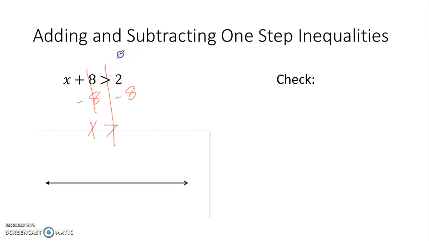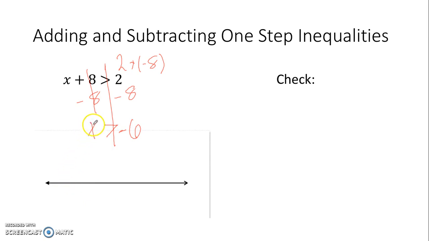So keep, change, flip. That's the same thing as writing 2 plus negative 8. To solve this, we have to go negative 8 plus 2, or 8 minus 2. 8 minus 2 is 6. Take the sign of the bigger number, so negative 6. Okay, so now we need to graph it.